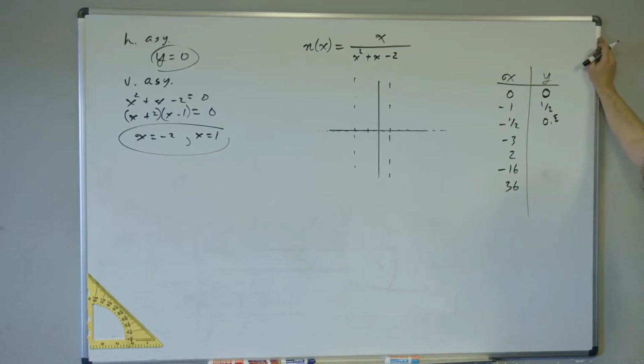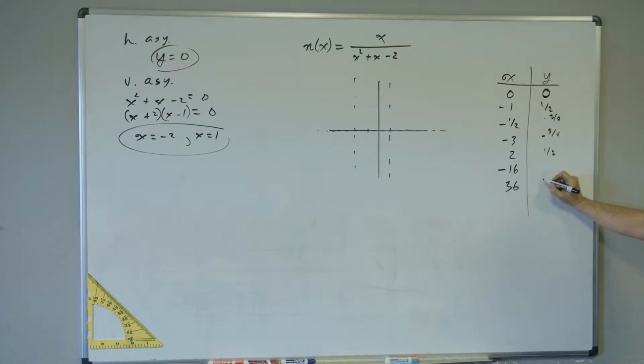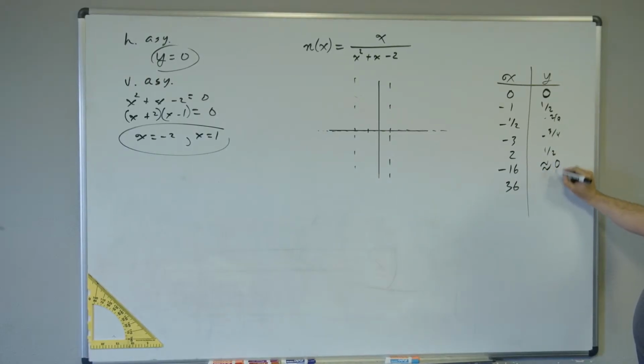2 ninths. See, I told you, 2 ninths. At -3 it's -3/4. At 2 it's 1/2. You do 16, I'll get this. -0.06, a specific number. 36 is 18,660 bits.